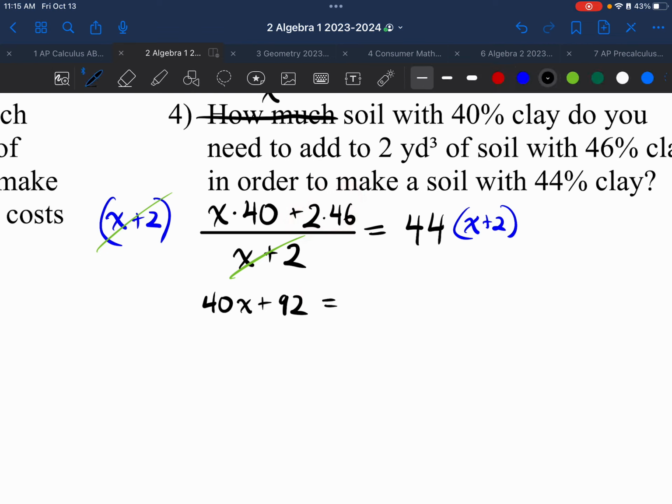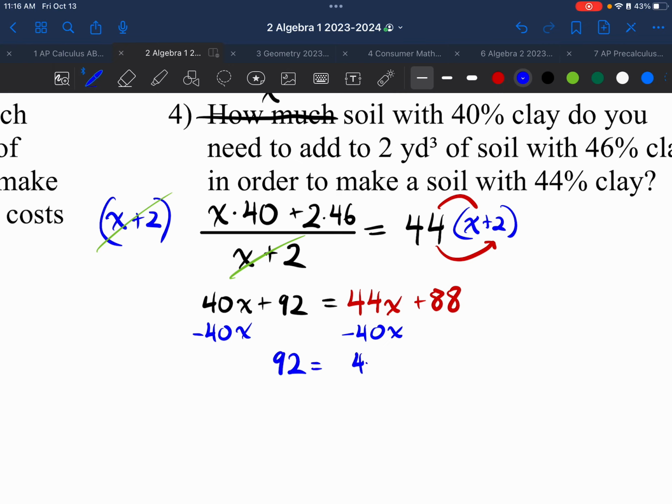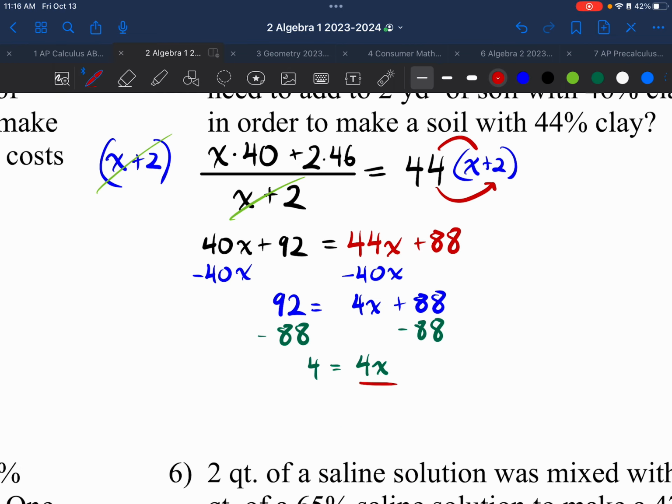This is going to be equal to, and I'm going to distribute. 44 times x is 44x. 44 times 2 is 88. And I'm going to solve. So let's get the x's all on the same side. I'm going to subtract 40x. That's going to leave me with 92 is equal to 4x plus 88. From here, I'm going to move the 88 to the other side by subtracting 88 on both sides. Leaves me with 4x is equal to 4. And final step here, we are going to divide both sides by 4 to get x is equal to 1.